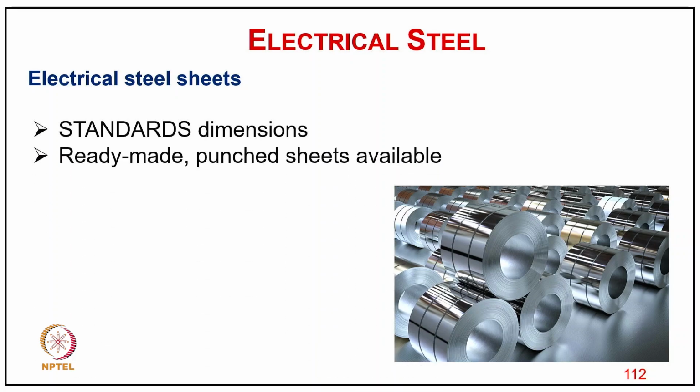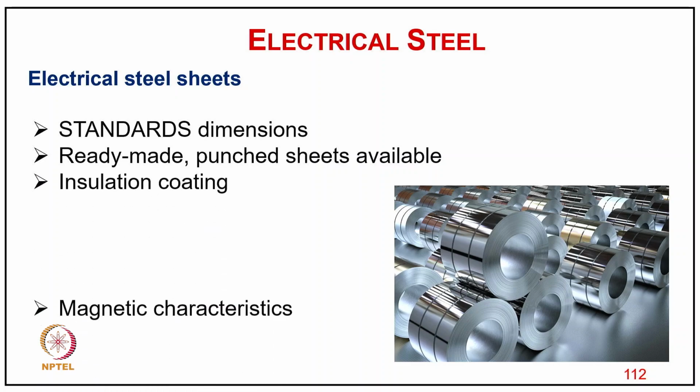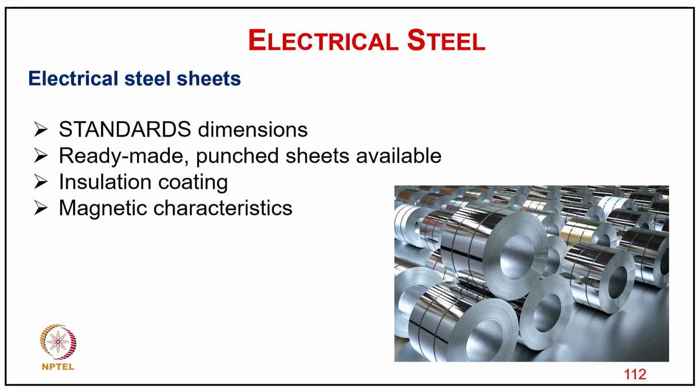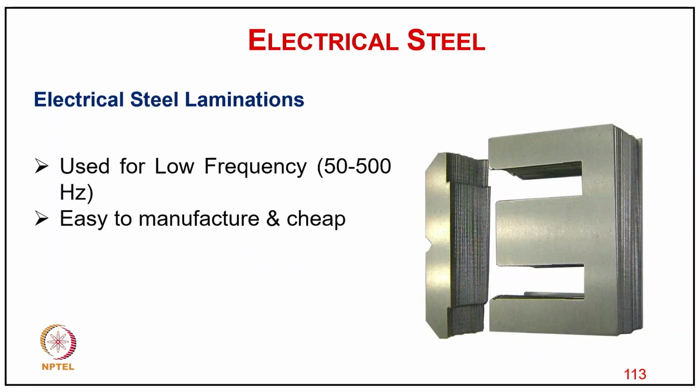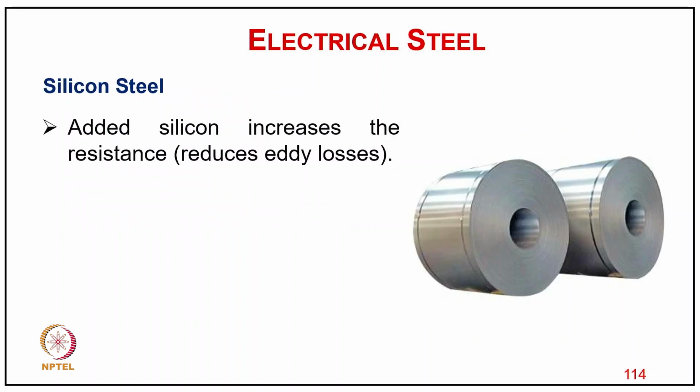It's a ready-made punched steel sheet that is available, with an insulation coating to reduce the eddy current losses, and then modify the magnetic characteristic of the steel sheet, which we call guaranteed and non-guaranteed steel sheets. And of course, we use these electrical laminations at low frequency, 50 to 500 Hertz, typically in transformers and inductors, and they are easy to manufacture.